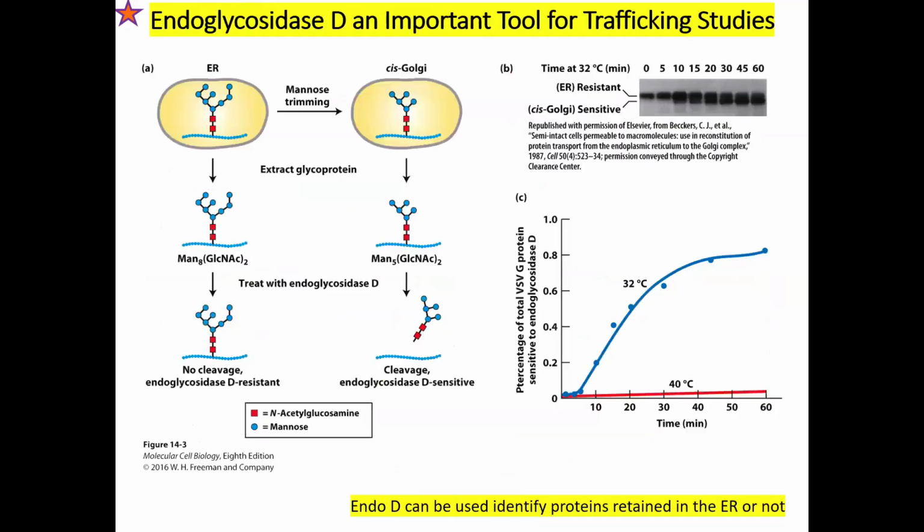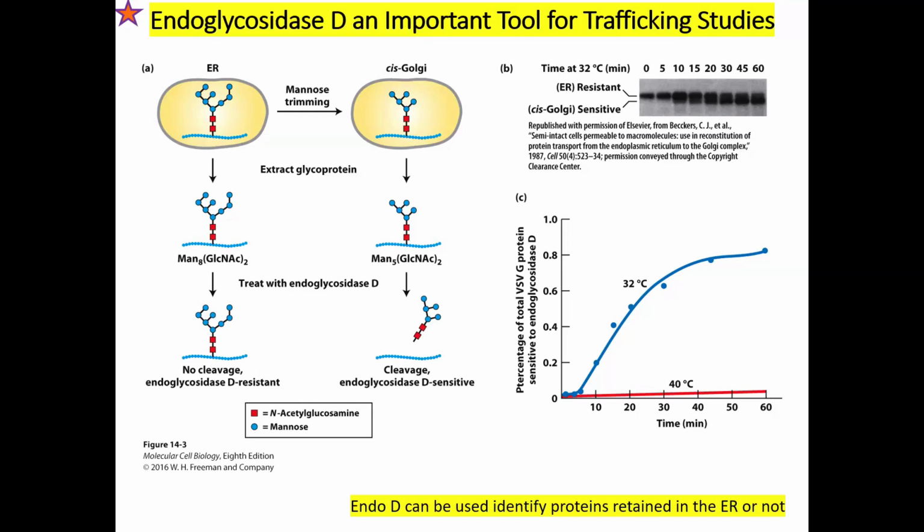This is one example. Another example is an entirely different enzyme, the glycosidase endo-D. This can answer a different question. The previous question was when it is passing the medial Golgi. Here it is telling you when it is in the ER and when it came to the Golgi.